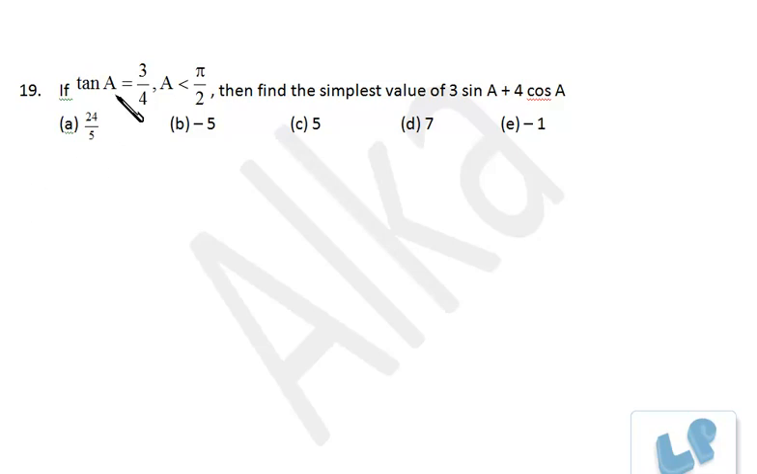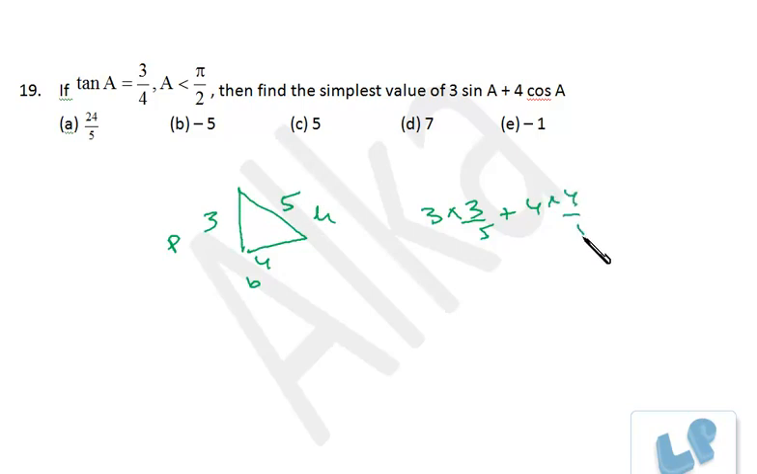Now this question: tan A is 3 by 4, A is less than pi by 2. I draw this. This is 3, then this is 4, then this must be 5. This is perpendicular, base and hypotenuse, right? So sin A will be what? Perpendicular by hypotenuse, I put up the value of sin A. So that's 3 by 5, and cos A will be what? 4 by 5, right? So 9 by 5 plus 16 by 5, that is 25 by 5, that means 5, as simple as that. It is already given that A is less than pi by 2, that means the values will be positive, no need to worry. I hope you are clear.